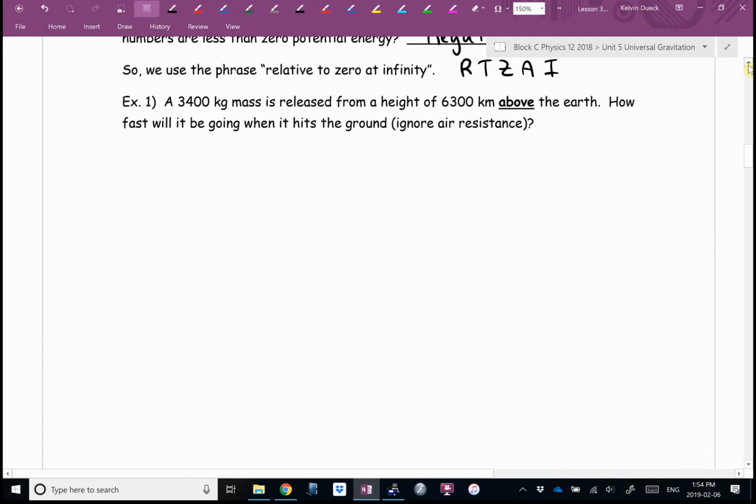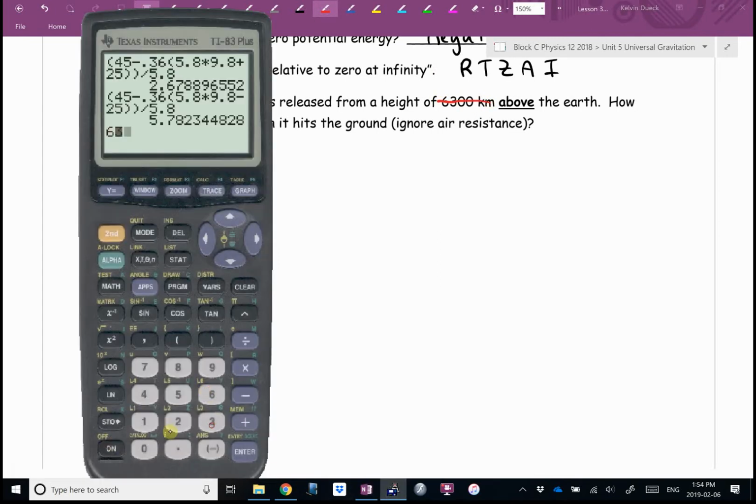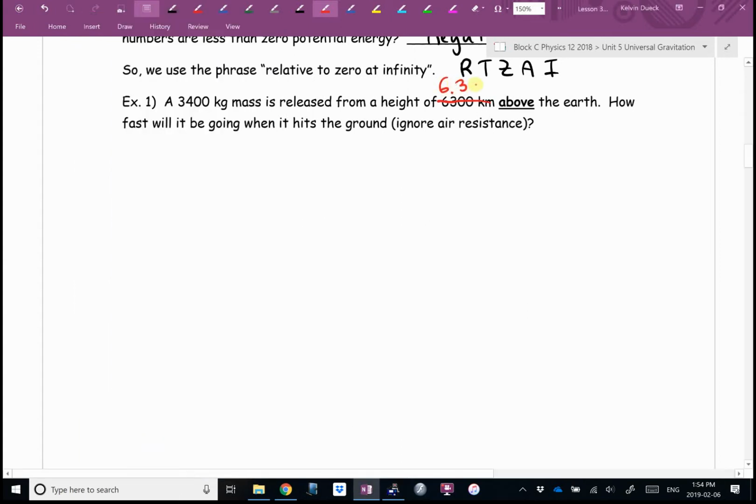A mass is released from a height of 6,300 kilometers. Nice try, kilometers. 6,300 times 1,000. You're going to notice in the homework, I will often give you distances in kilometers, and that's because I'm trying to use the same language as the industry does, but in physics, we use meters. So just make sure you're paying attention. 6.3 times 10 to the 6th meters above the Earth. How fast will it be going when it hits the ground if we ignore air resistance?